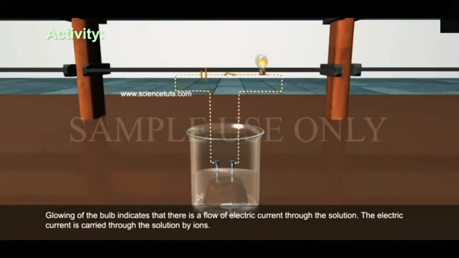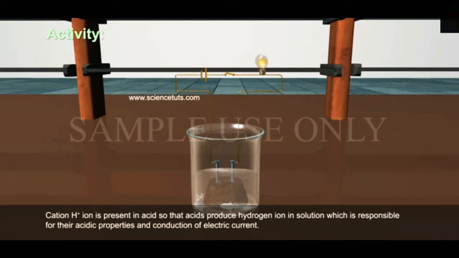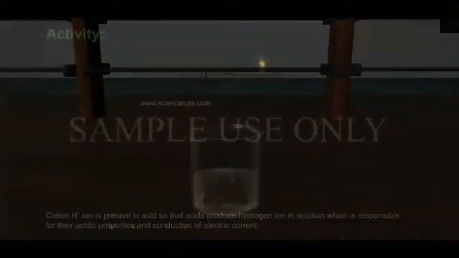Glowing of the bulb indicates that there is a flow of electric current through the solution. So the electric current is carried through the solution by ions. The cation, that is the H+ ion, is present in acid, so acids produce hydrogen ions in solution, which is responsible for their acidic properties and conduction of electric current.